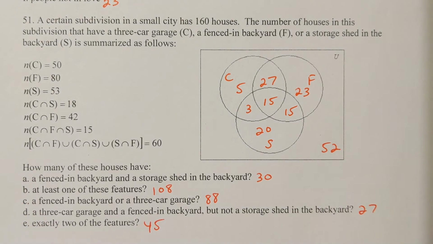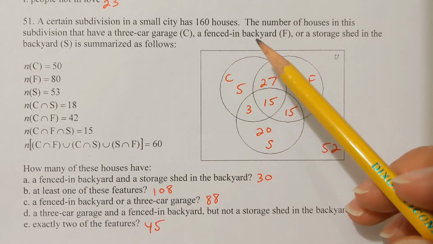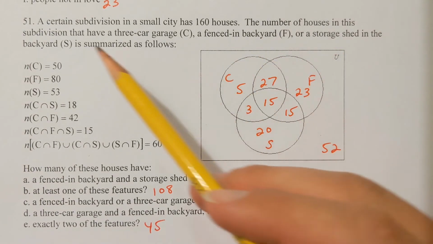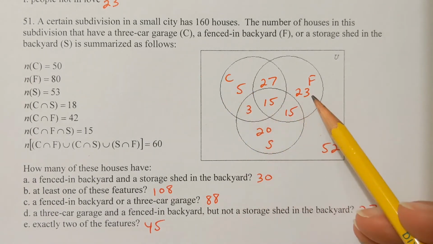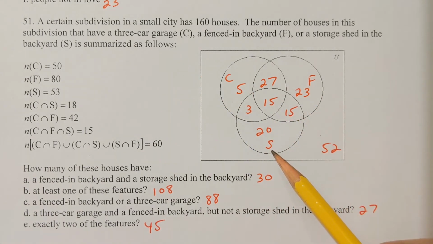Problem 51 is the last one in this section. A certain subdivision in a small city has 160 houses. The number of houses in the subdivision that have a 3-car garage, C, a fenced-in backyard, F, or a storage shed in the backyard, S, is summarized as follows. I'm going to let here's C, here's F, and here's S.